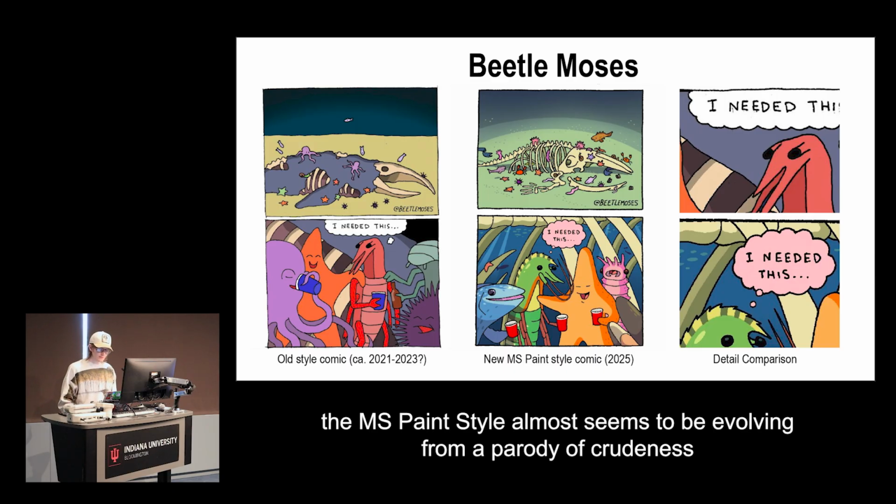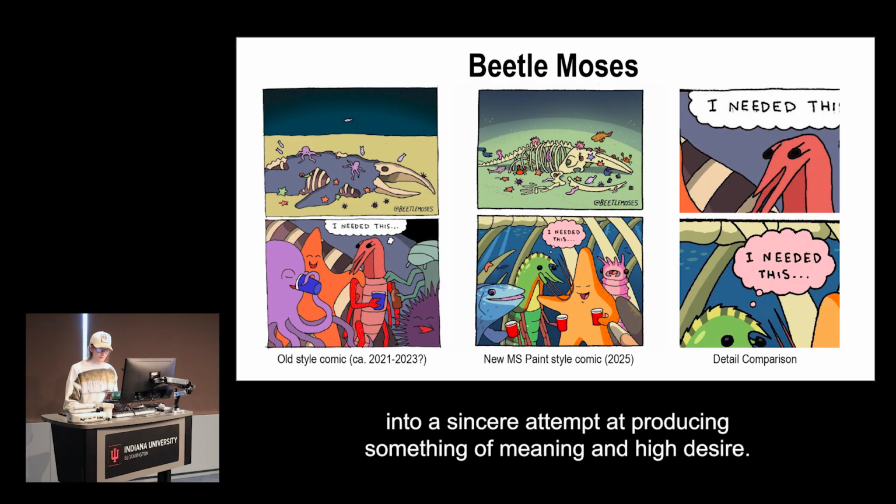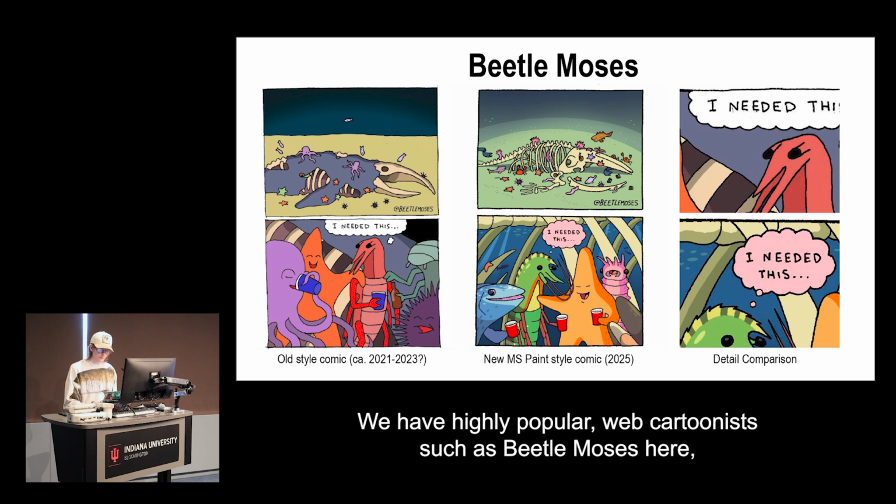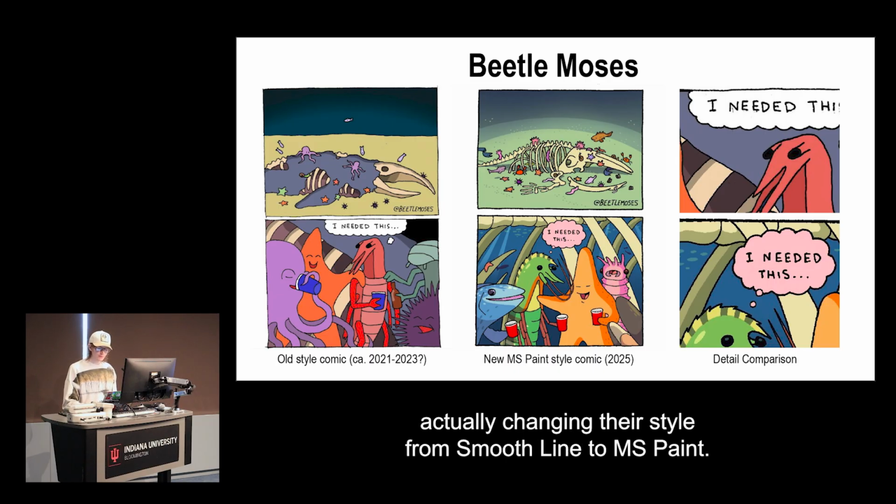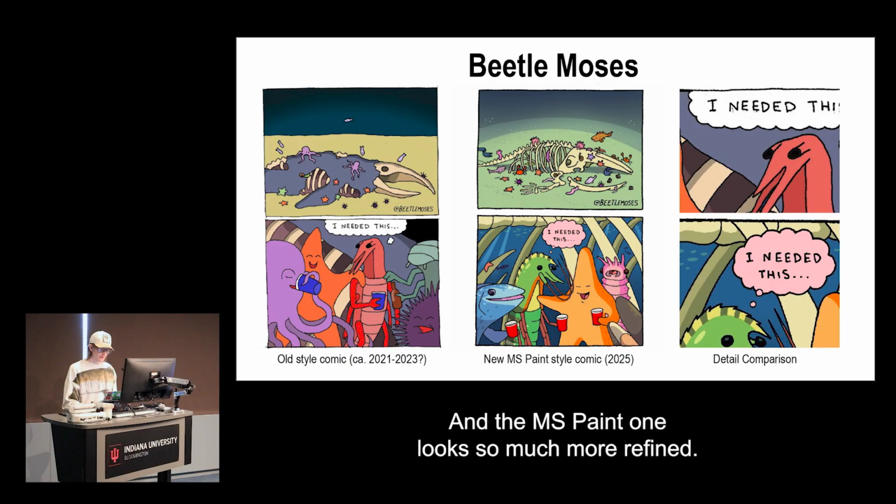And interestingly, the MS Paint style almost seems to be evolving from a parody of crudeness into a sincere attempt at producing something of meaning and high desire. We have highly popular web cartoonists such as Beetle Moses here, actually changing their style from smooth line to MS Paint, and the MS Paint one looks so much more refined.